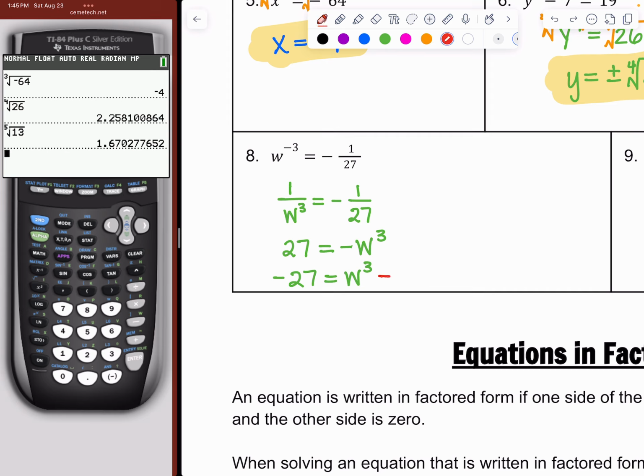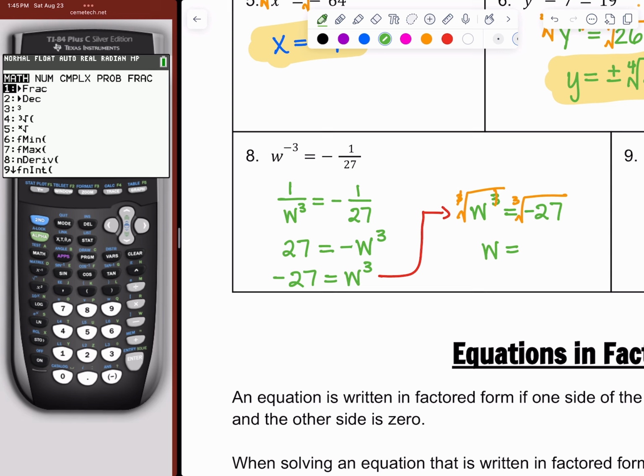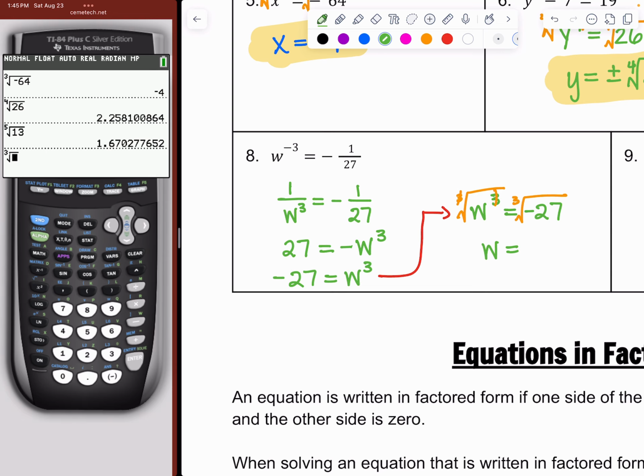And then what I would do is take the cube root on both sides, and I would end up getting w is equal to the cube root of negative 27, which is negative 3.